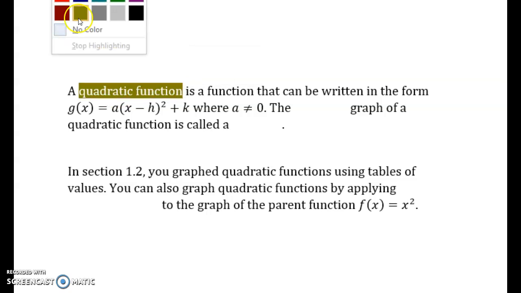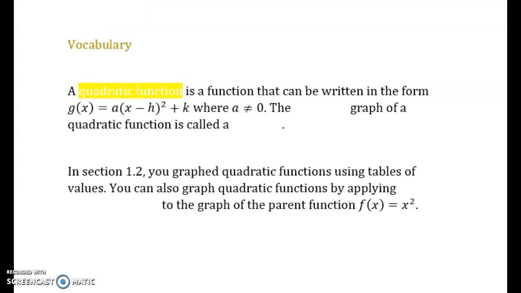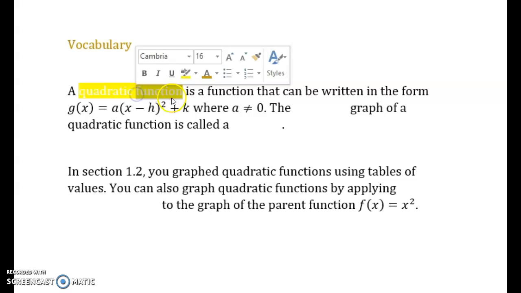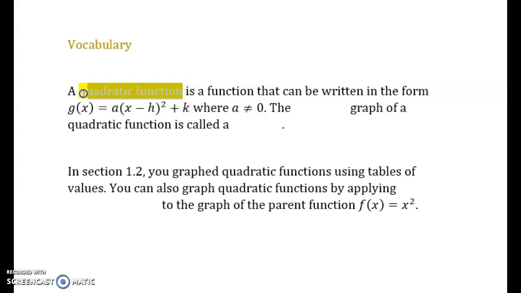Let's see. I wanted to highlight it. Oh, shucks. The color did not change. Give me just a second to fix this. I think looking at that white would be very hard to see. There we go. All right.